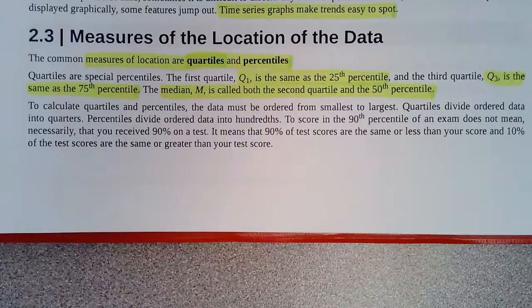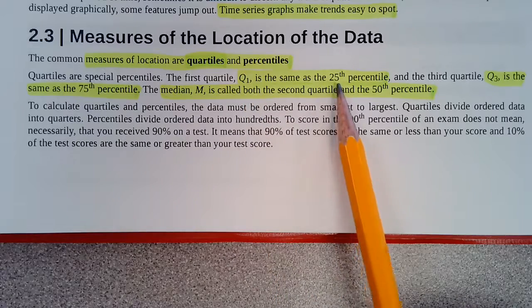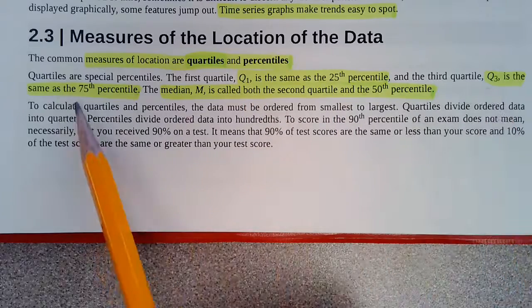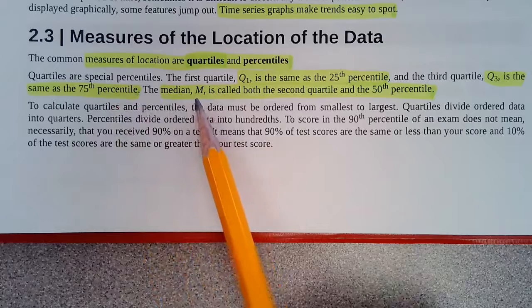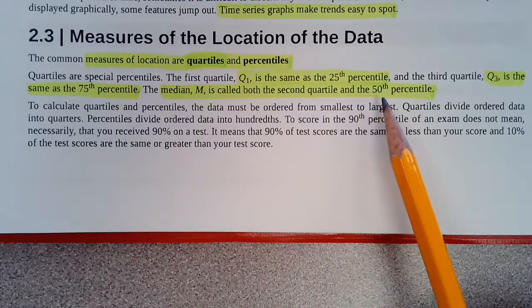All right, so now we're going to go to section 2.3, measures of location of the data. So this is talking about quartiles and percentiles. Quartiles are really just special percentiles. So the first quartile is the same as the 25th percentile, the third quartile is the same as the 75th percentile, and the median is the same as your second quartile and your 50th percentile.